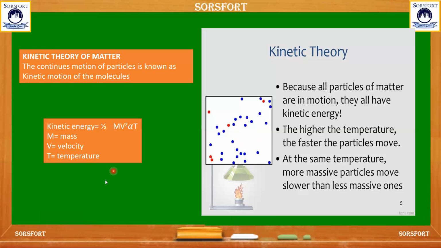Thus, we can say that kinetic energy is directly proportional to the temperature. So we can conclude this formula: kinetic energy equal to 1 by 2 mv square is directly proportional to T, where m represents mass, v represents velocity, whereas T represents temperature.